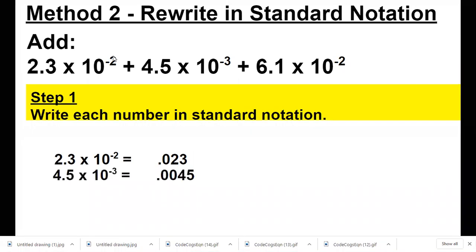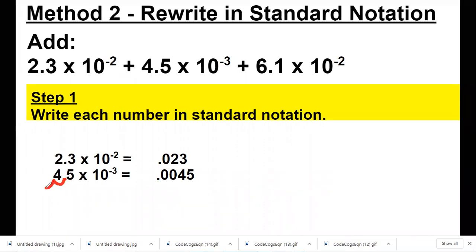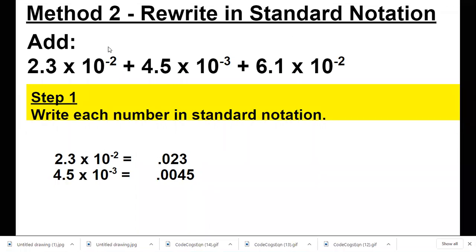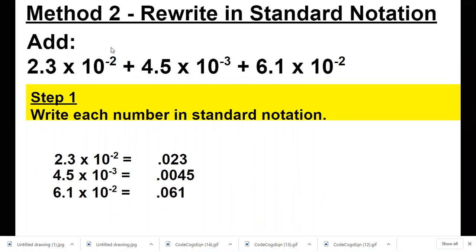4.5 times 10 to the negative 3. We've got to go 3 places to the left, 3 jumps. 1 jump, 2 jumps, 3 jumps. Fill in with zeros. There's our decimal now. Okay, that's where we get our 0.0045, and then the final one is 6.1 times 10 to the negative 2.